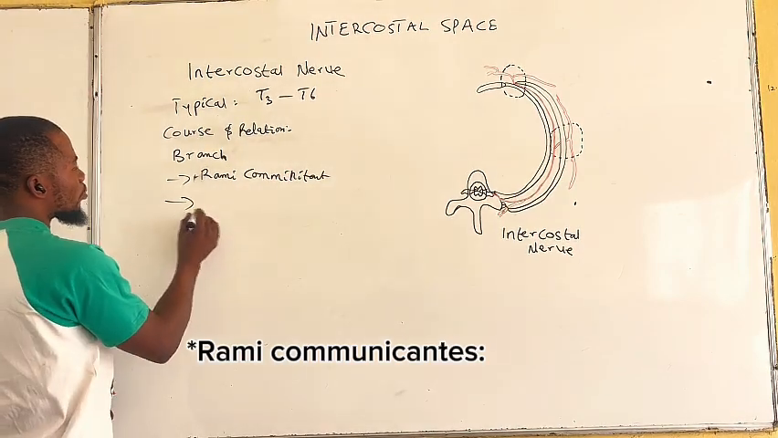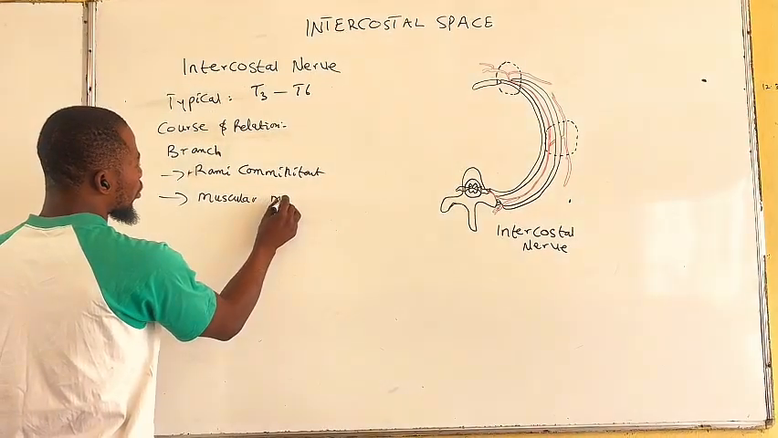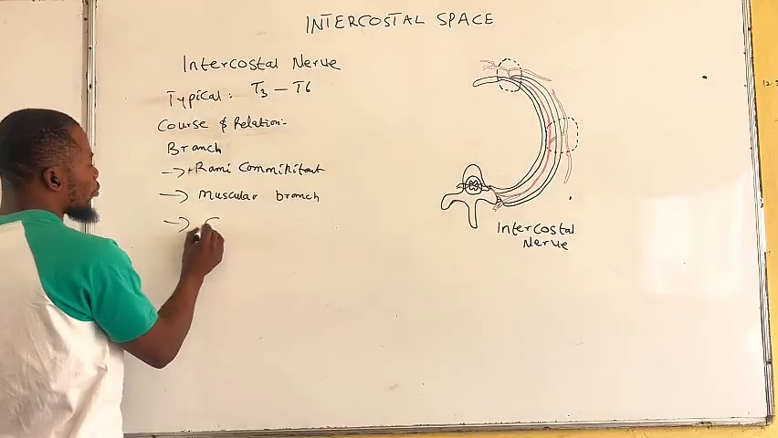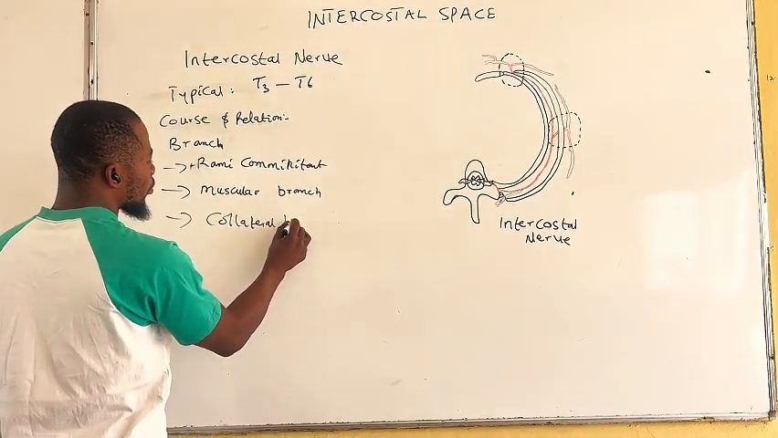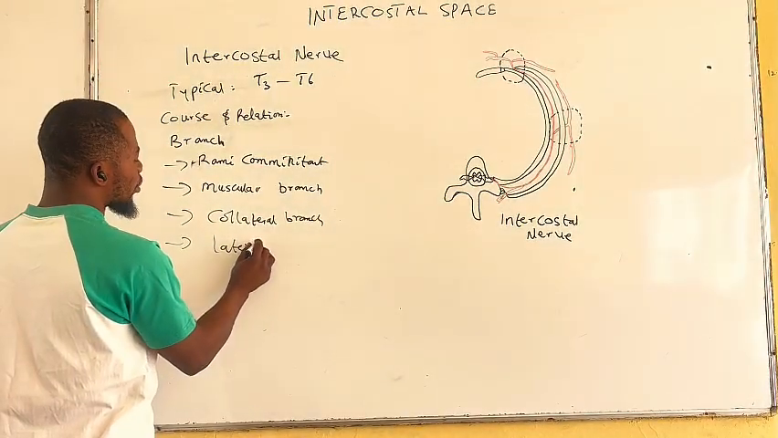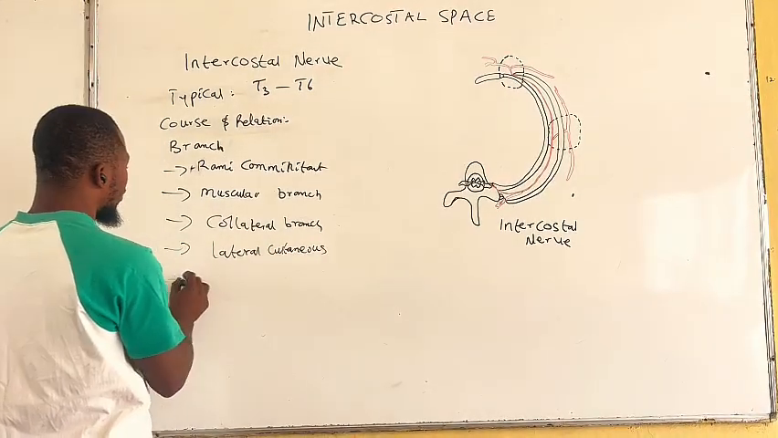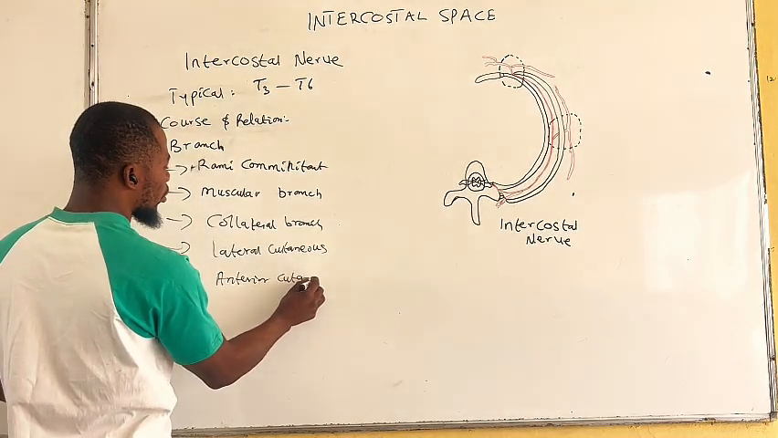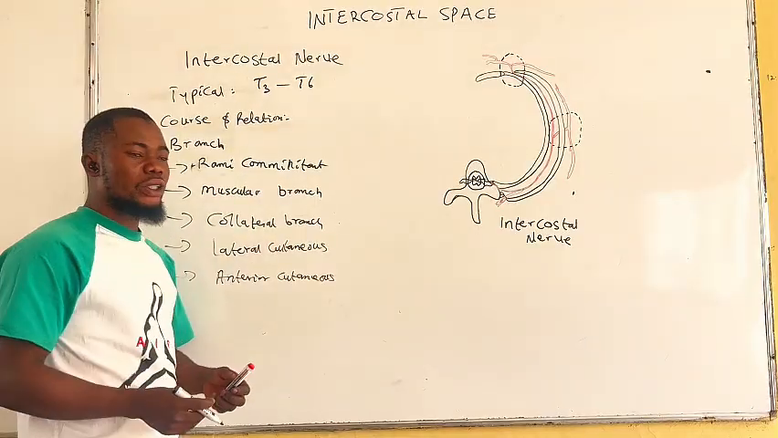Rami communicantes, there is the muscular branch, collateral branch, lateral cutaneous branch, and anterior cutaneous branch. So these are the branches of typical intercostal nerves.